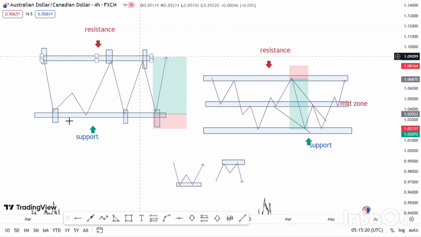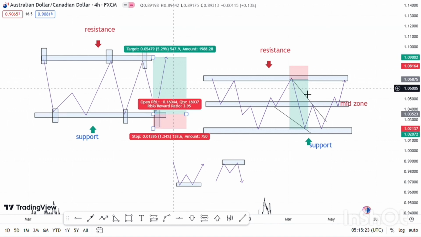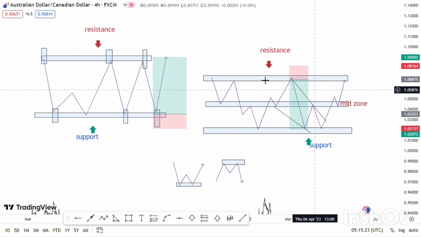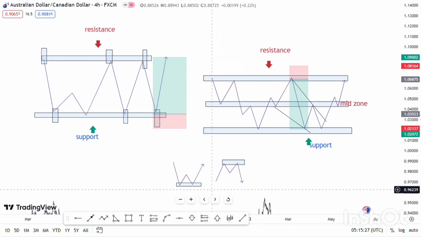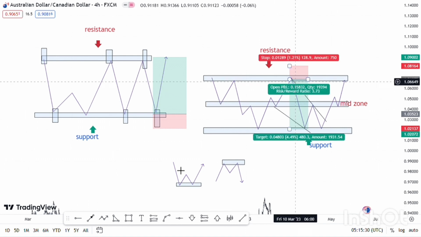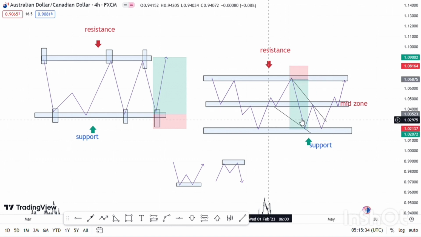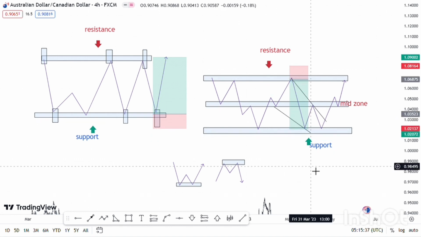You can see this is my support, my resistance. Identify support and resistance. This is how you identify your support, resistance and your mid zone. In order to add confirmation, you can add trend lines, and then after adding lines, you can add candlestick confirmation.